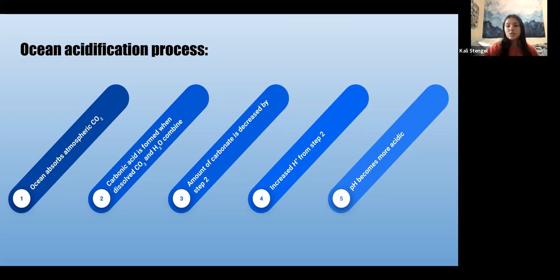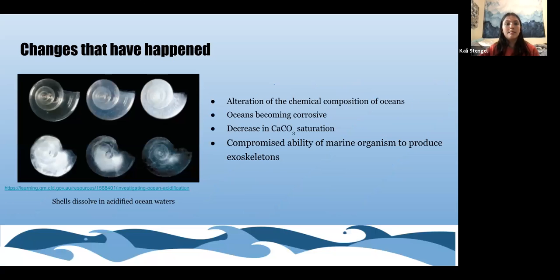The carbonic acid will break down to form carbonate and hydrogen ions. Carbonate is decreased because it will continue to bond with one hydrogen to form bicarbonate. This causes an increase of hydrogen ions since the formation of bicarbonate only uses one. This results in the pH becoming more acidic because of the presence of the hydrogen ions.